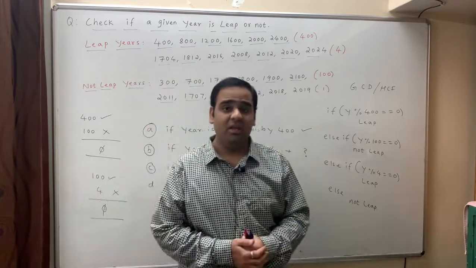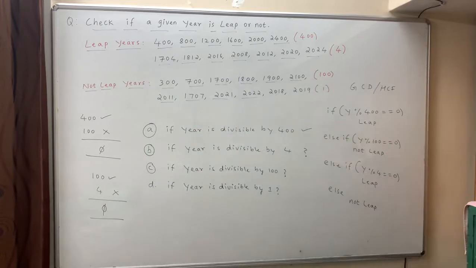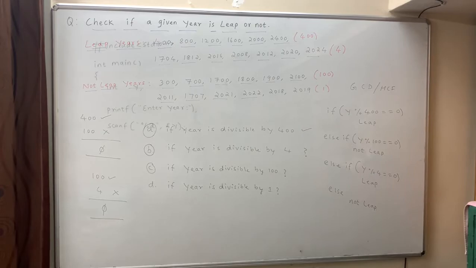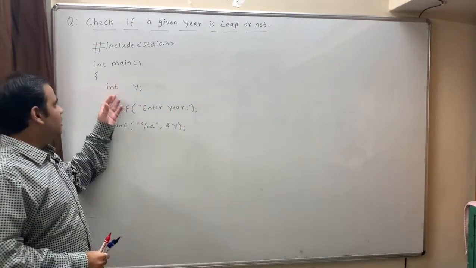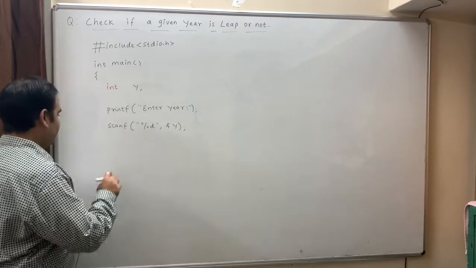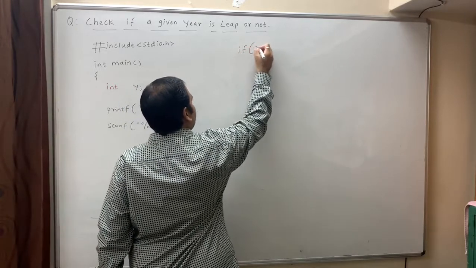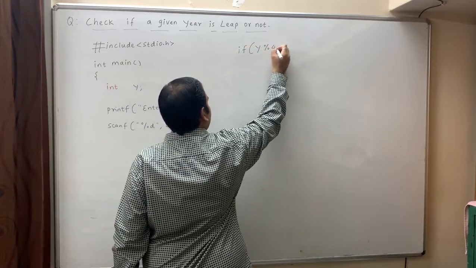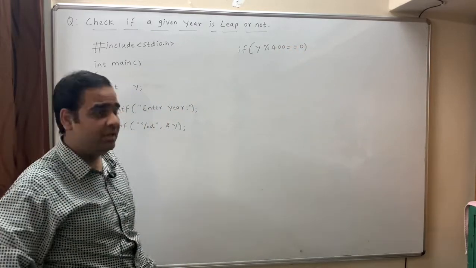Now let's see how we write the program for it. Let y be any year and you read the year. And what we do here, first we check if the year is divisible by 400, then it is a leap year.